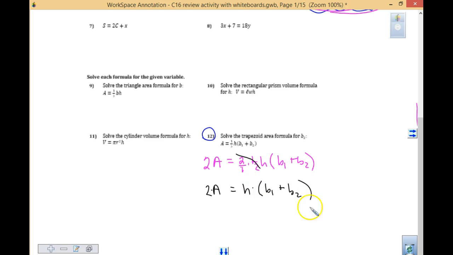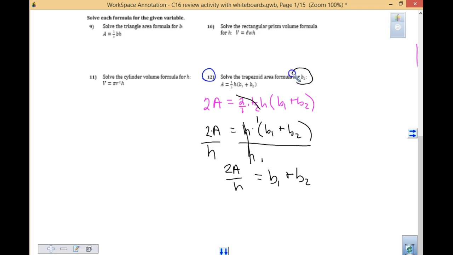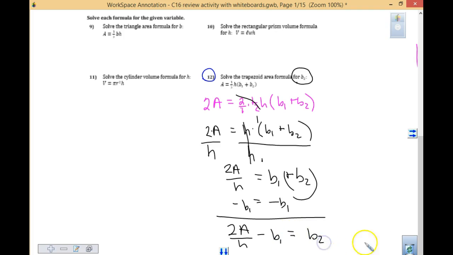How do I get this b1, b2 by itself? What's the opposite of multiplying by h? Divide. I'm going to divide this by h, and I'm going to divide this side by h. H divided by h is simply 1, and it's an easier problem now, right? B sub 1 plus B sub 2. The reason they have B sub 1 and B sub 2 is they're talking about base 1 and base 2, if you remember last year when you did trapezoids. I am trying to solve for B sub 2. That means I need this all by itself. How do I get rid of B1? Subtract B sub 1. So it's an ugly answer. 2 times capital A divided by h minus b sub 1 equals b sub 2.